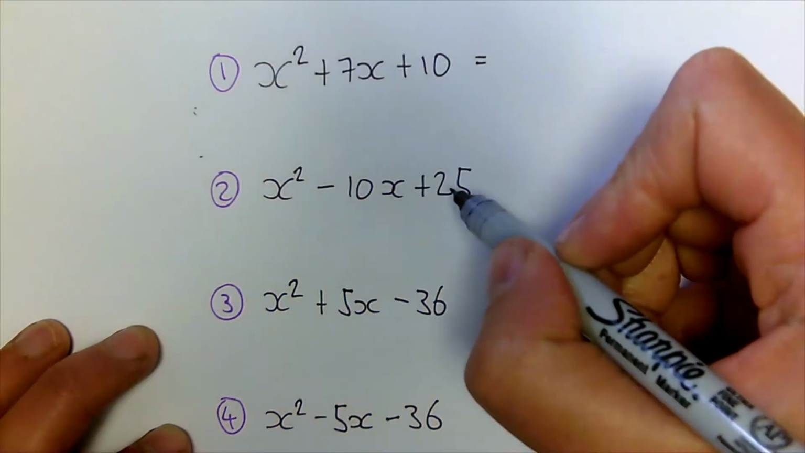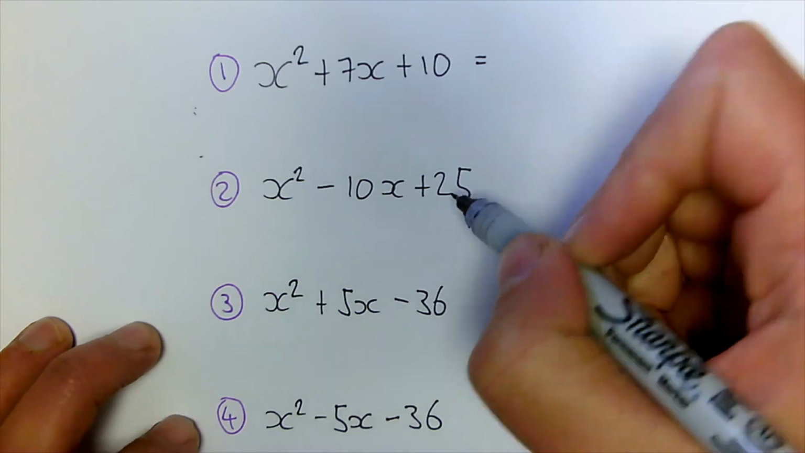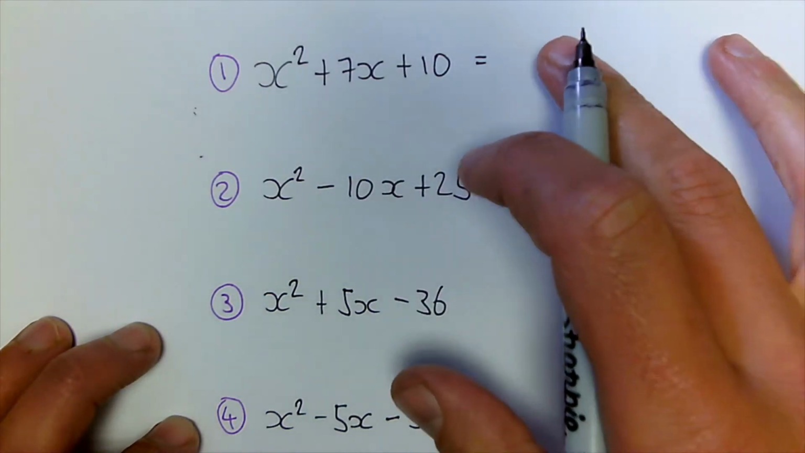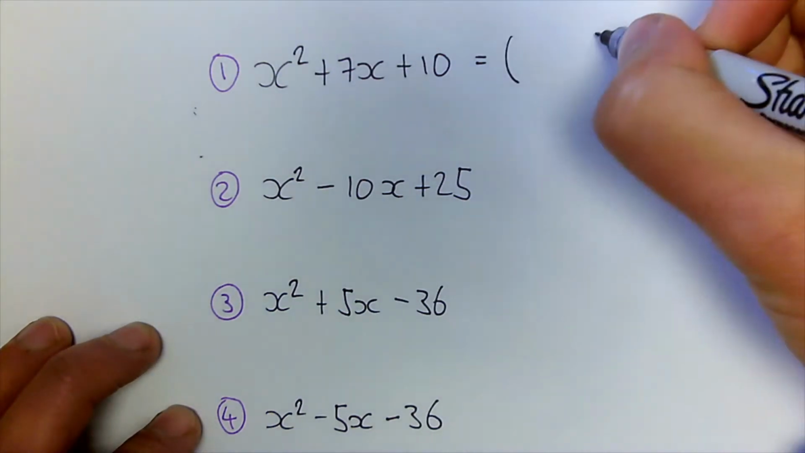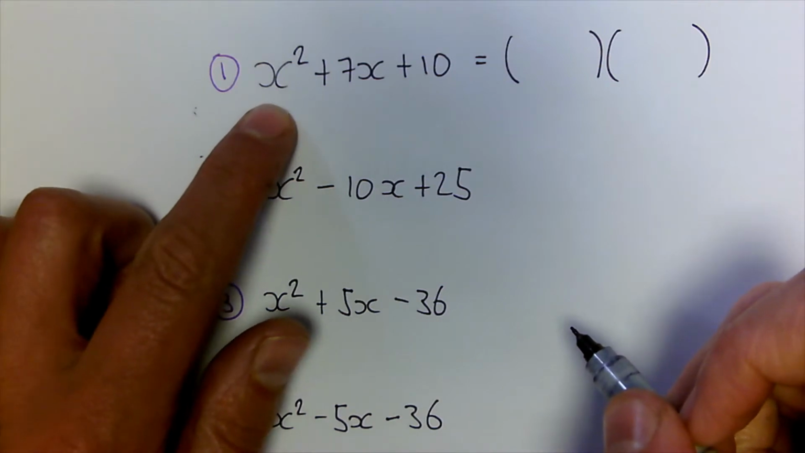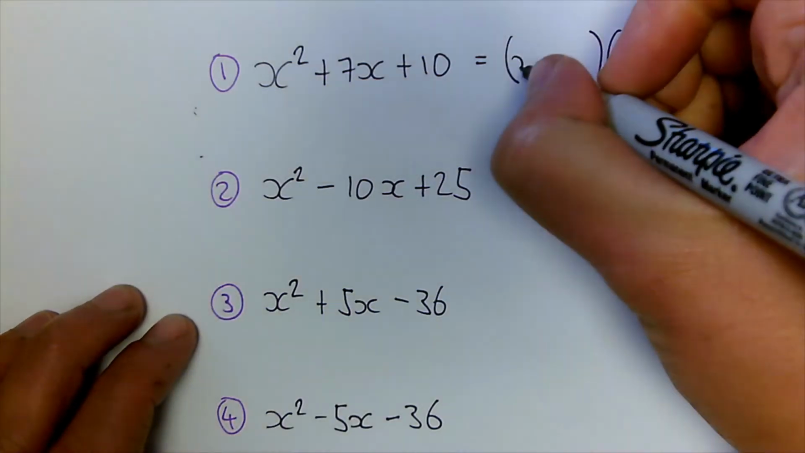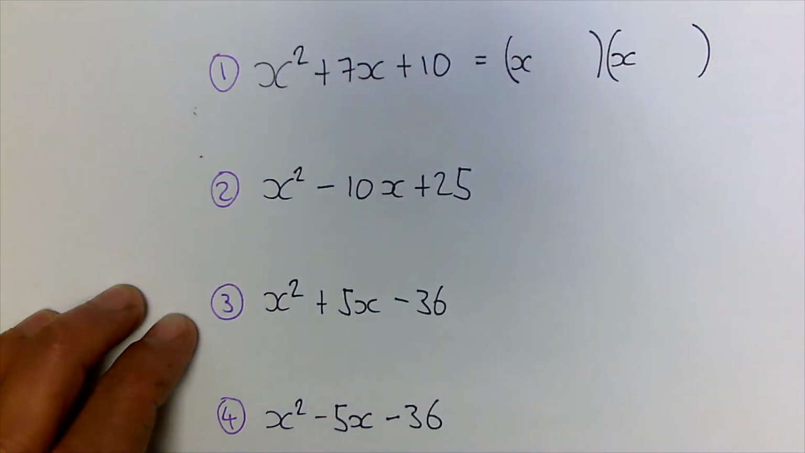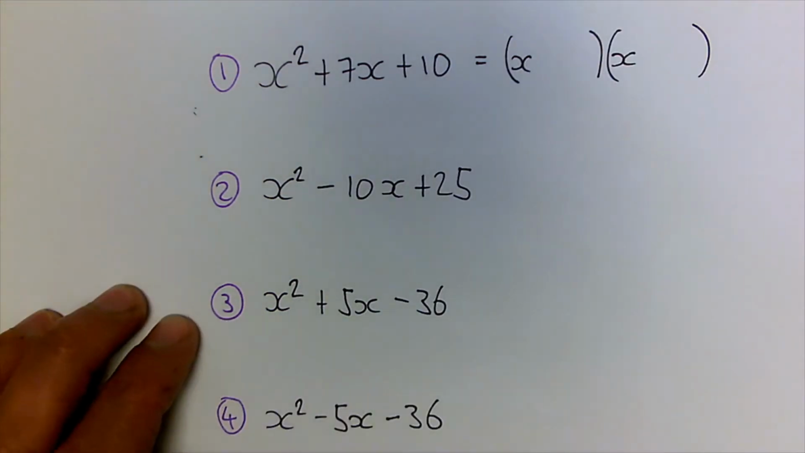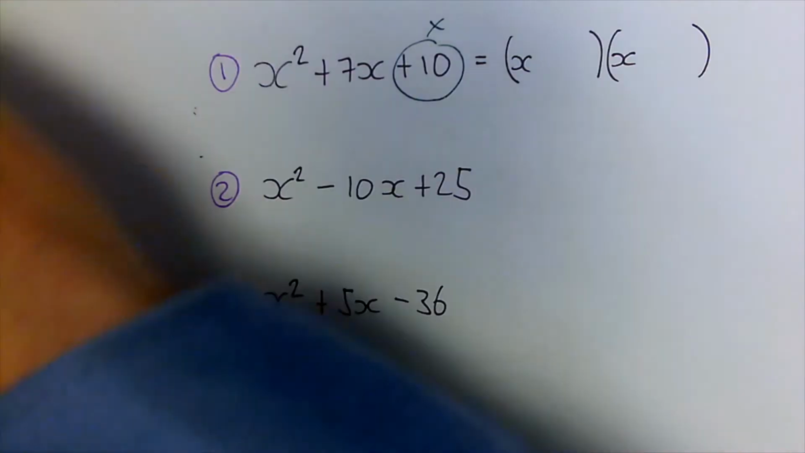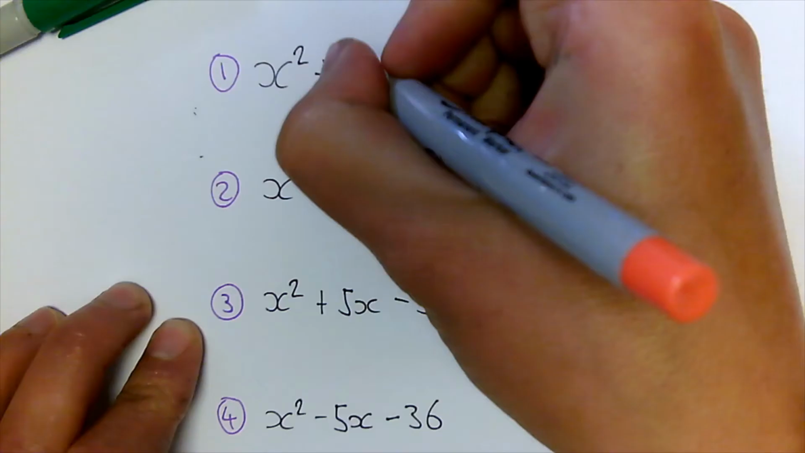Each of these quadratics, these trinomials, will factorize into the product of 2 brackets. So straight away we can write these brackets in. Because we have a 1x squared term, we're going to get a single x here and a single x here, so the product of that will give us the x squared. Now we're looking for 2 numbers that when you multiply them you get 10, but when you add those 2 numbers you get a positive 7.